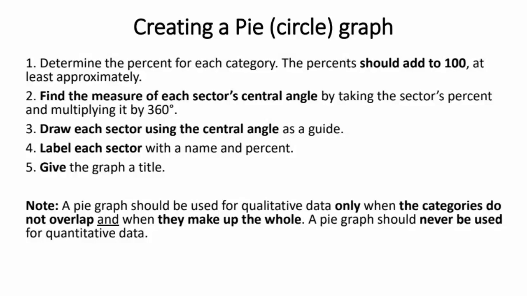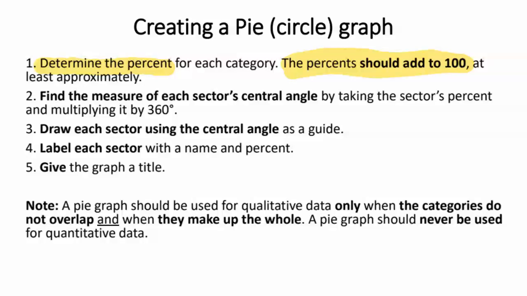You are going to have to determine a percent for the category that the circle is going to represent. And here's the key: the percents have got to add to 100%. Now, sometimes we get close, like 99 or 99.5. Well, when you have a piece left, let's say you have 99%, that extra 1% is known as the other part of the pie. So keep that in mind.